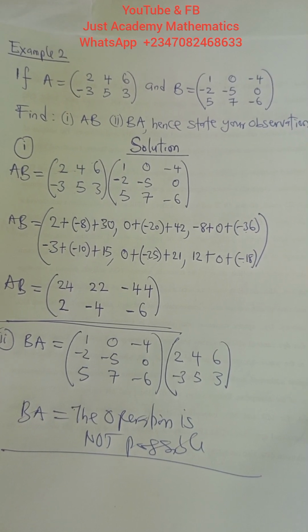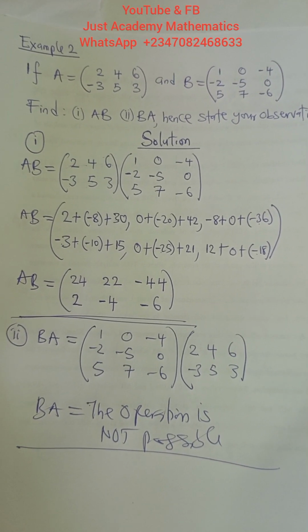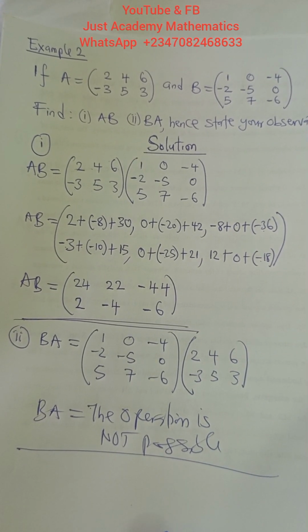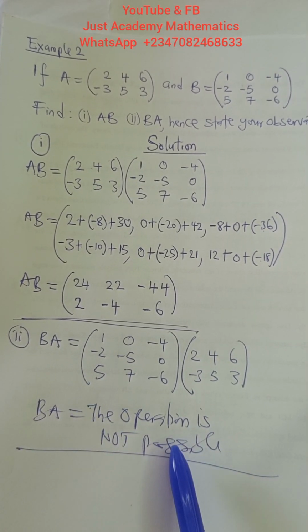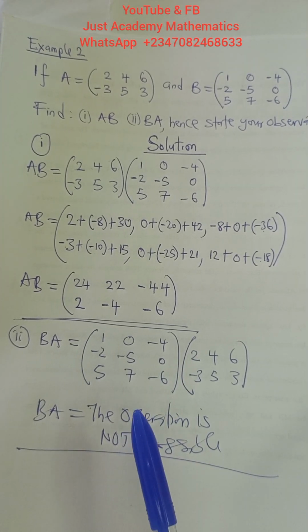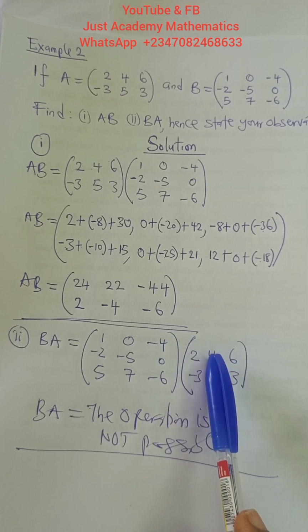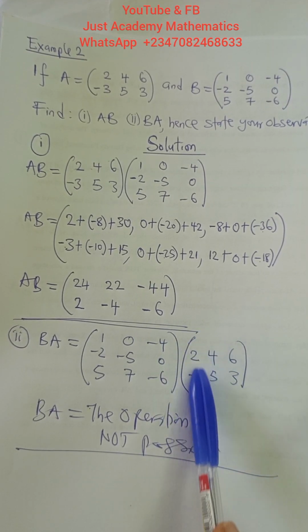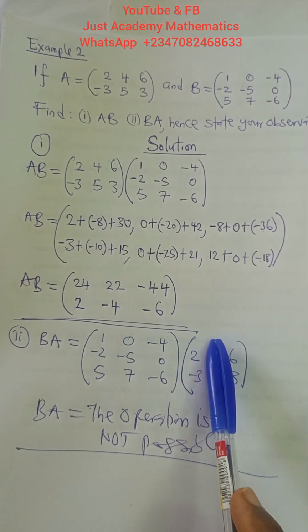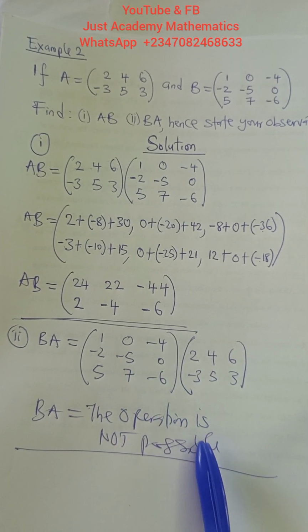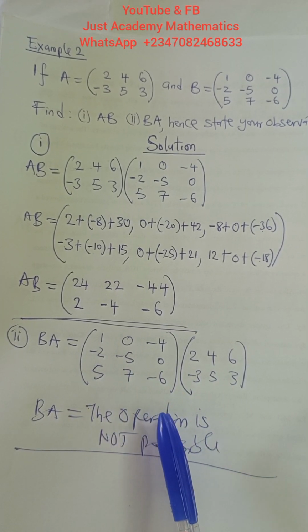They say we should state our observation. Our observation is that we cannot multiply BA because it does not meet the condition of multiplication. For it to meet the condition, if there are 3 elements on this first row, the column must also have 3 elements. But this is 3 and this is 2. So this operation is not possible. Again, matrix multiplication is not commutative.